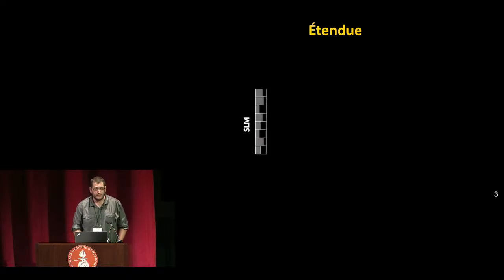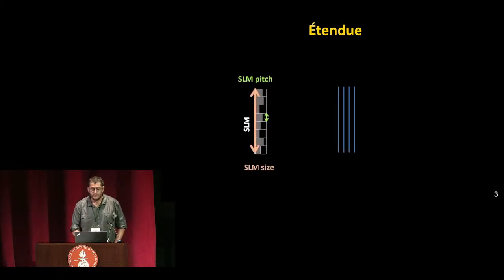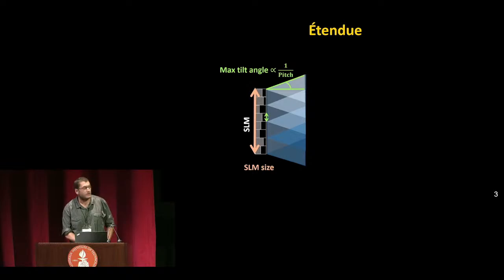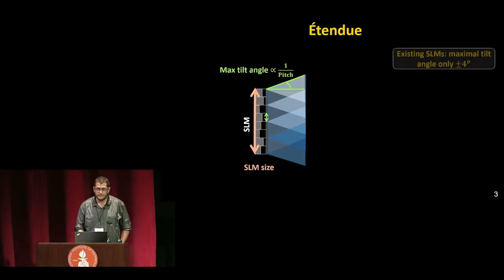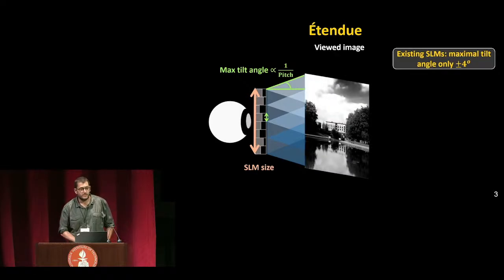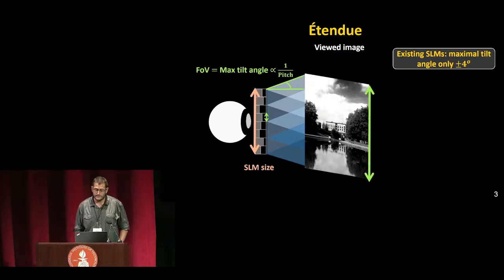So holographic displays are usually based on spatial light modulators, which modulate the phase of incoming light. The SLM has two main physical properties, its size and its pixel pitch. When the SLM is illuminated with a plane wave, it can tilt the wave with the maximum angle inversely bounded by the pixel pitch. In practice, high-end SLMs today can only tilt light by ±4 degrees. In near-eye holographic displays, we assume the viewer places his eye adjacent to the SLM and views the target image presented by the SLM. The size of the viewed image is the field of view of the display, dictated by the maximum angle the SLM can produce.